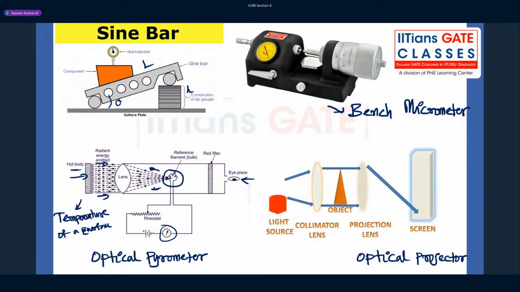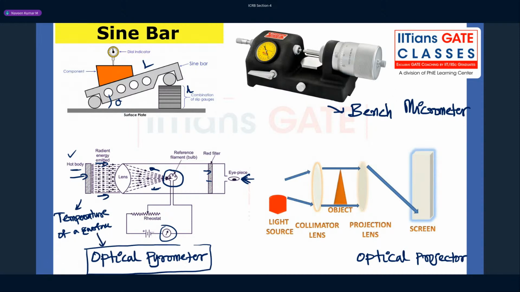And how do you know it is matched? Because you are looking from here through this filter and you see the patterns. If they are matching, from that you can find out how much input you are giving, and from there you can easily find out the temperature of that body. So it works on comparison of intensity of radiation, matching the intensity of the reference filament with the hot body. That is what the optical pyrometer does for measuring the temperature of the surface.